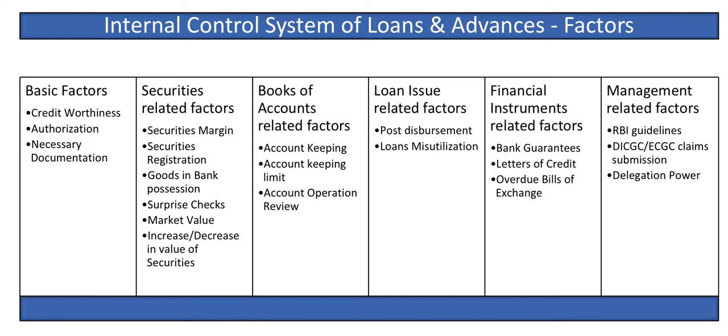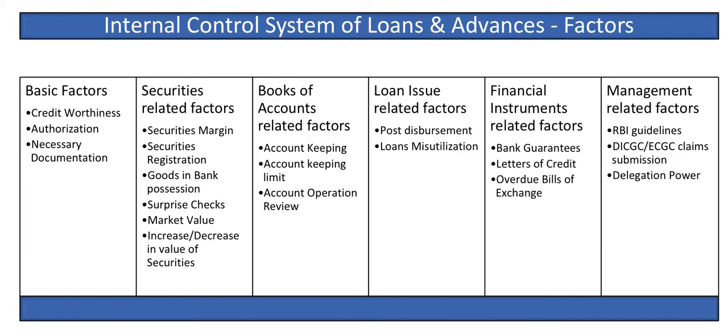And the third basic requirement is the documentation. The bank and the borrower have to appropriately execute all the documents like the agreement, demand promissory notes, the letter of hypothecation, and there are many such documents. All these documents have to be in place before making any loan or advance to the borrower. So these are the basic factors.